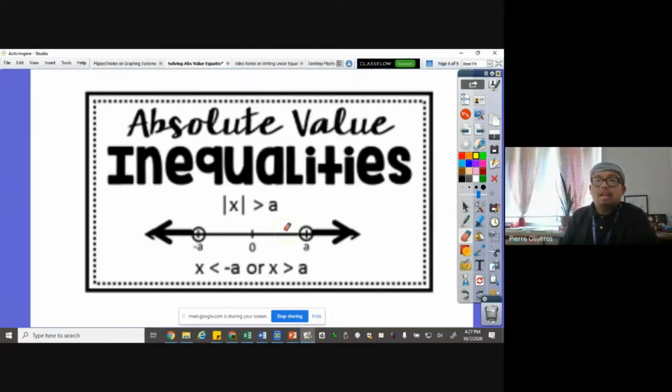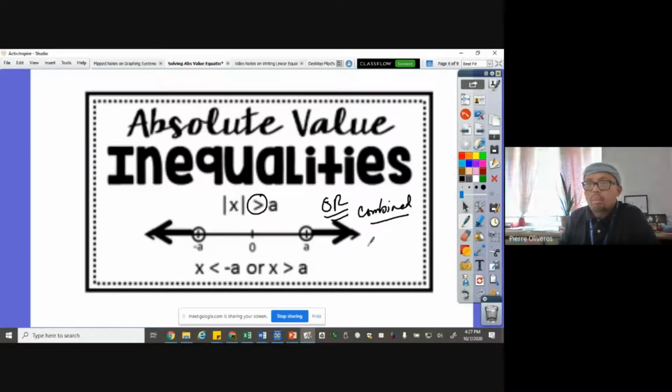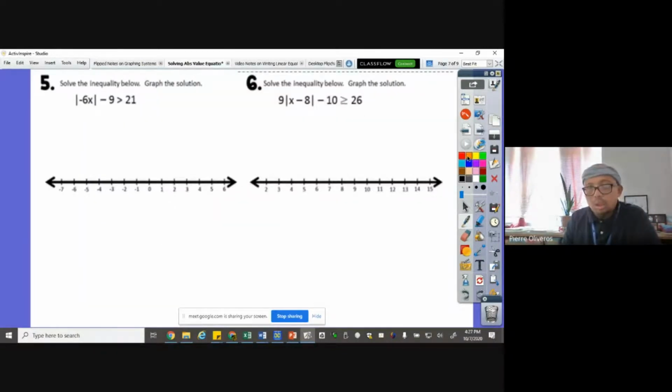Okay. So absolute value inequality, this time with x greater than. If it's greater than, it's an or problem. Or we combine, or we put them all together. All right. So again, solve the inequality here. This time, the absolute value is not by itself. There's a negative 9. So I have to move that one by adding 9, adding 9. That will give me absolute value of negative 6x greater than 21 plus 9, which is 30.